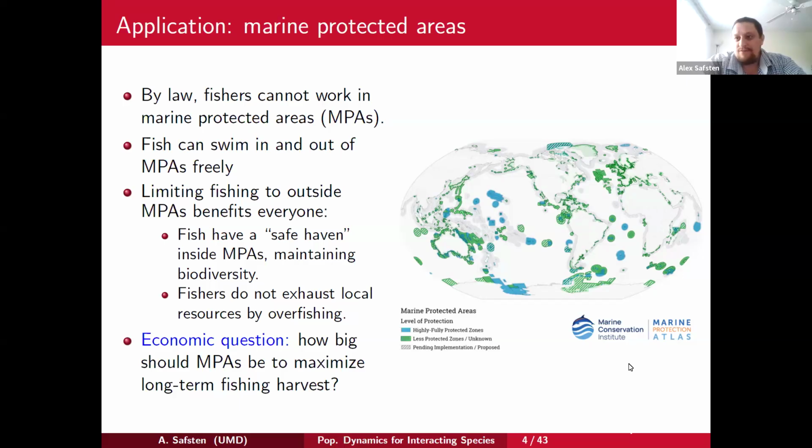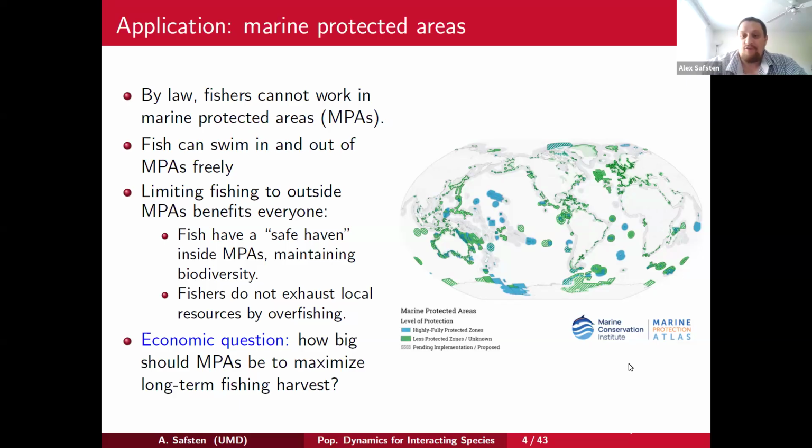The fish have a safe haven, so there's a higher population of fish. And the fishermen do not exhaust their resources, so they don't drive the fish populations to extinction, or at least to local extinction. But of course, if we made the MPAs cover too much area, we wouldn't be able to harvest enough fish to support populations that depend on that fish. So the question is, how big should the MPAs be to maximize the long-term fishing harvest?